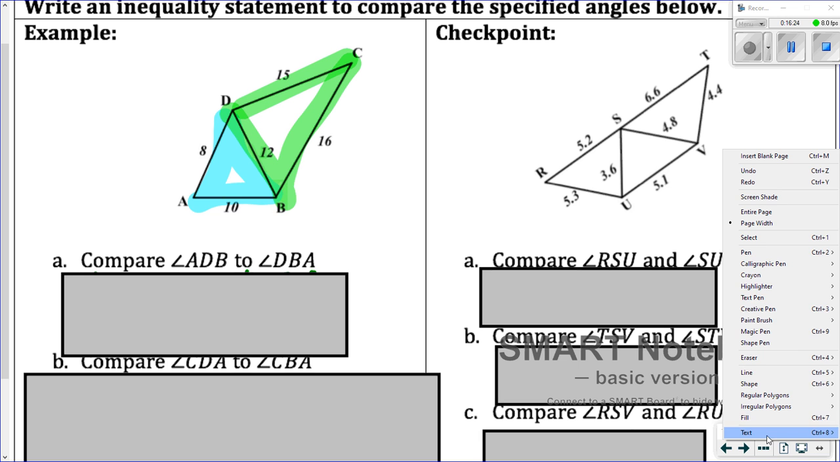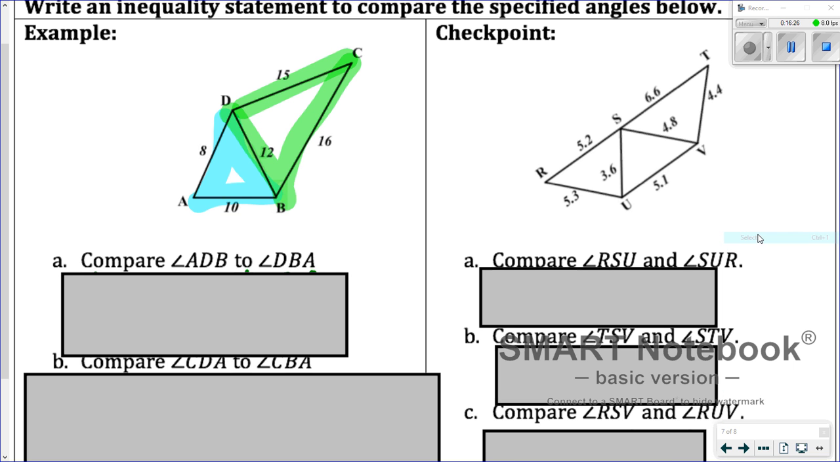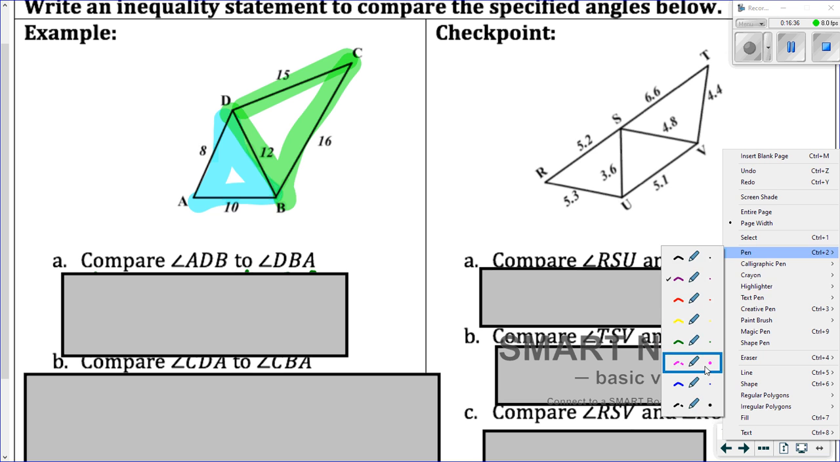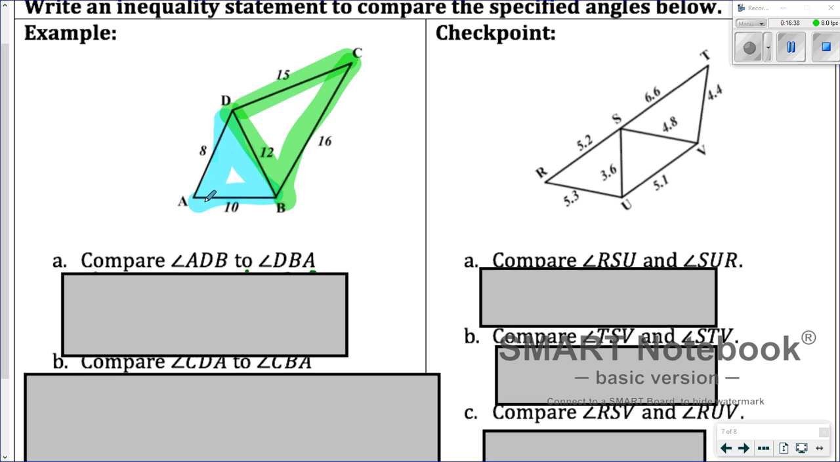Right. Now they say compare angle ADB to angle DBA. So angle ADB, I'm going to use blue for that one. This is this angle, and compare it to DBA. So I'm comparing these two angles.